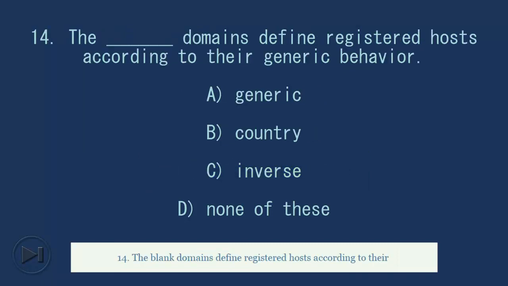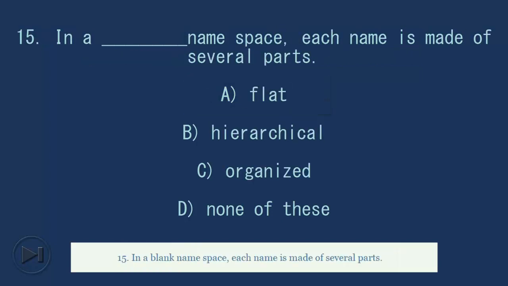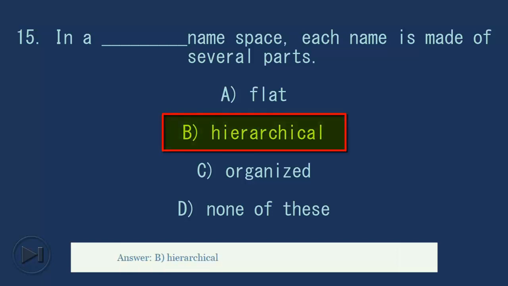14. The blank domains define registered hosts according to their generic behavior. A. Generic. B. Country. C. Inverse. D. None of these. Answer, A. Generic. 15. In a blank namespace, each name is made of several parts. A. Flat. B. Hierarchical. C. Organized. D. None of these. Answer, B. Hierarchical.